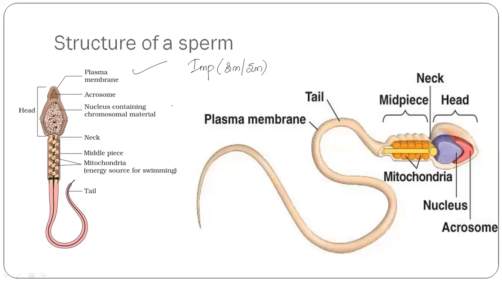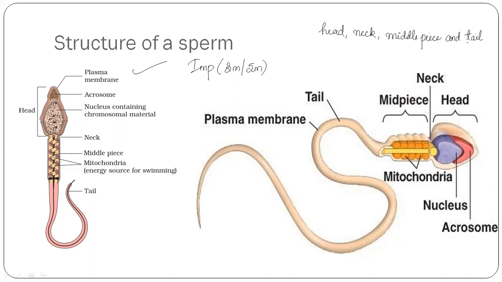So here, the sperm is about 50 to 60 micrometers in length and consists of a head, neck, a middle piece, and a tail. What is it made up of? It is divided into head, neck, middle piece, and tail.